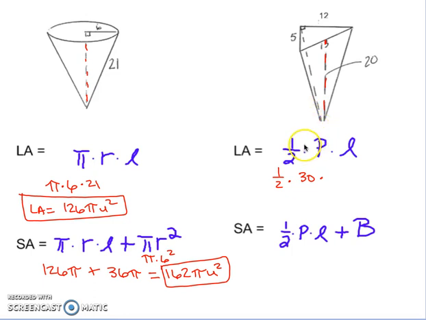So if we multiply 1/2 times 30 times 20, which is my slant, we get 300. We are not dealing with circles, so we are not going to have pi involved, but it is area, so it would be units squared. So we'd have 300 units squared.